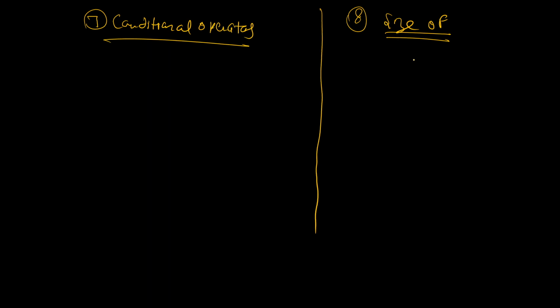Let's see other types of operators. So this is the seventh type. I will divide this screen in two parts. Size of operator, and this is conditional operator. This is conditional operator, and this is size of operator.